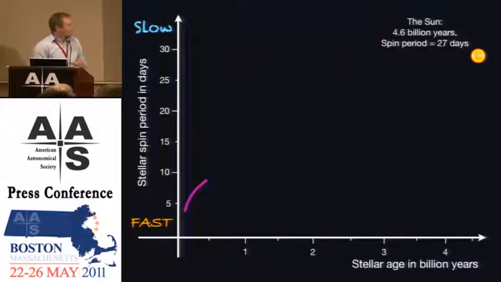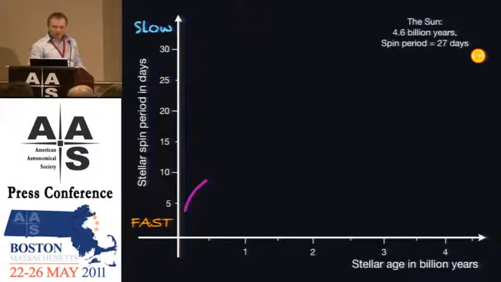What do I mean by that? What I mean is that we want to measure the relationship between the stellar spin period, the time it takes a star to spin around once, and stellar age. This diagram shows you what we currently know about this relationship. On the horizontal axis, you see the stellar age in billions of years. On the vertical axis, you see the stellar spin period in days. So stars that spin fast are found in the lower part of this diagram, and stars that spin more slowly, the older stars, are found in the upper part.